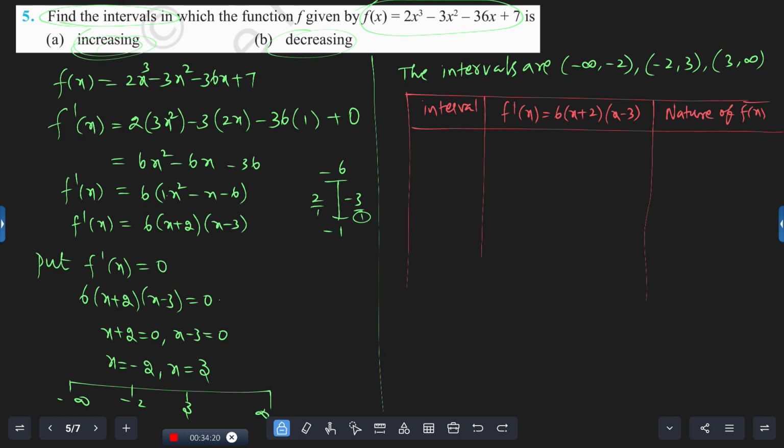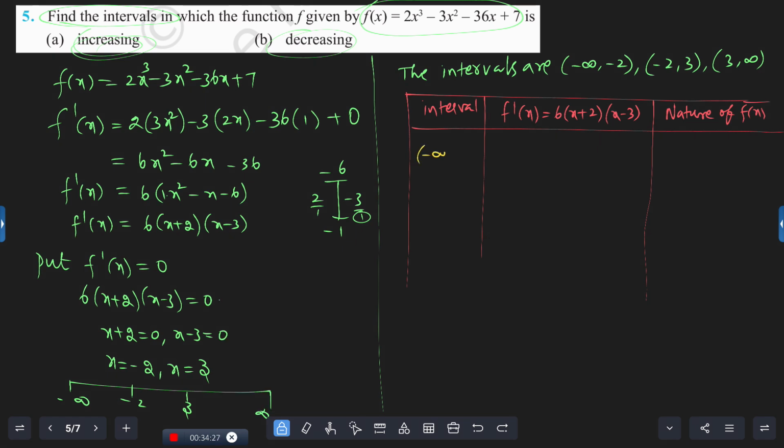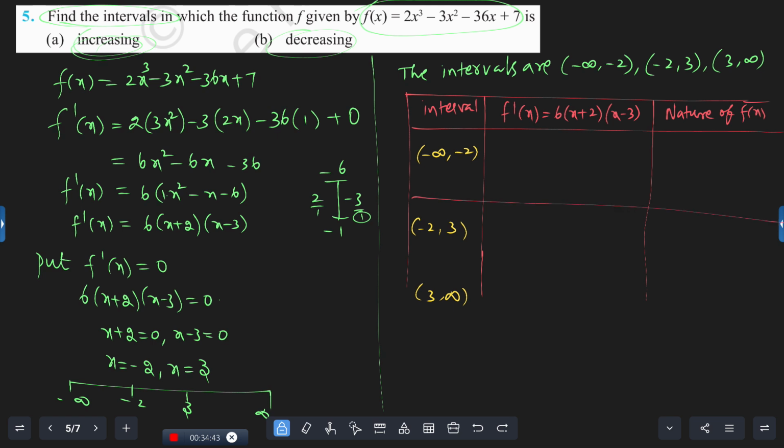Now, what are the intervals? I'll take a different color. Minus infinity comma minus 2, one. Then minus 2 comma 3, one more, and 3 to infinity, one more. Okay, right. Down we'll write the final answer.